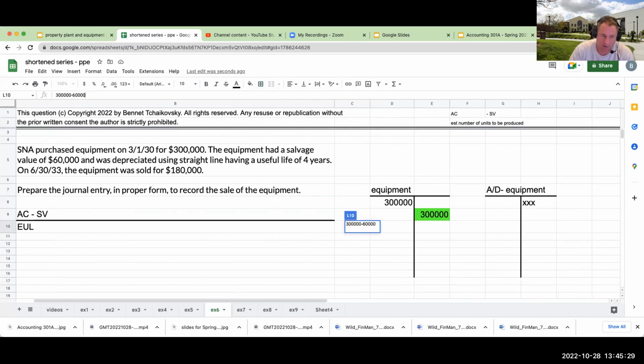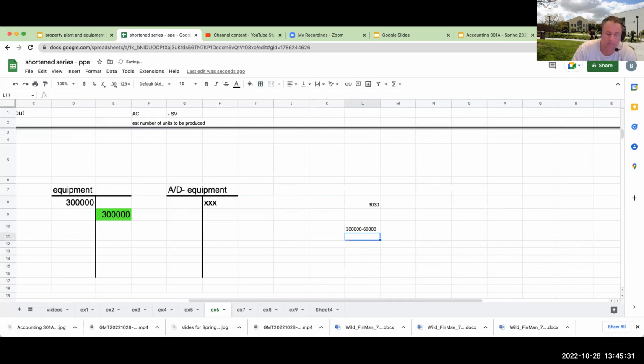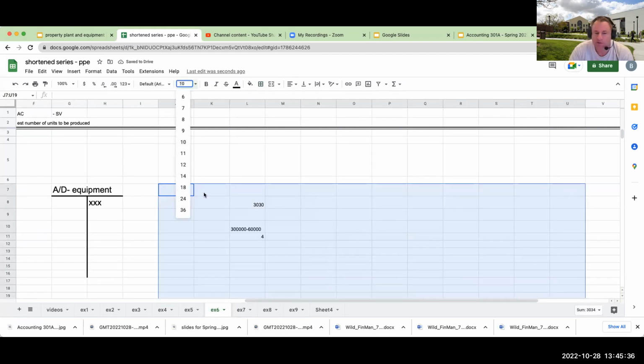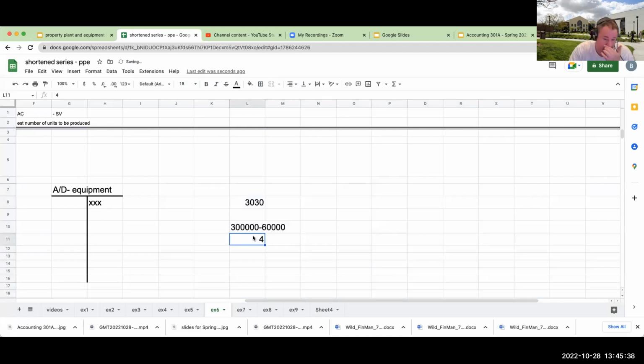And my estimated useful life is going to be 4 years. So over here, when it comes to doing this part, I now have basically 240,000 divided by 4, or this is going to be $60,000 per year.